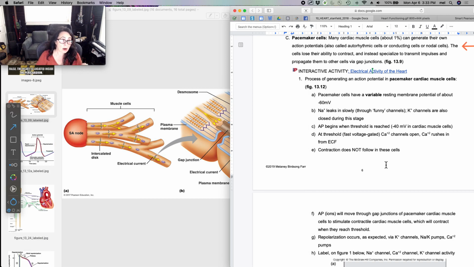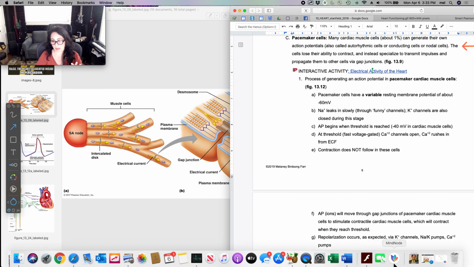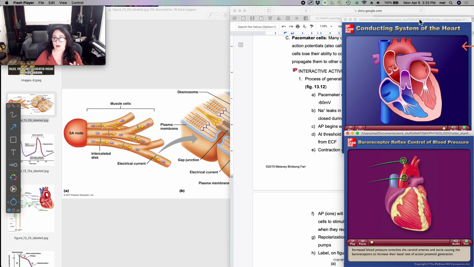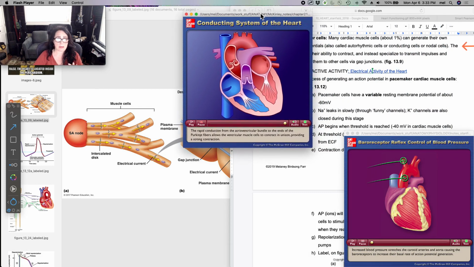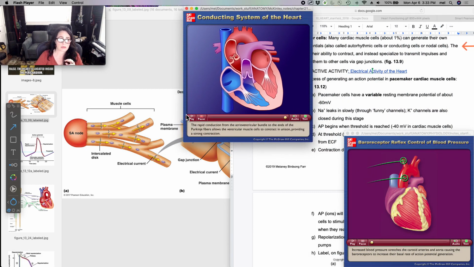So anyway, they are cardiac muscle cells, but they lost their ability embryonically to contract, and they don't even have actin and myosin in them. So let me show you how those work. All right, so you learned this in anatomy, but I'm just going to give you a little visual refresher as well.